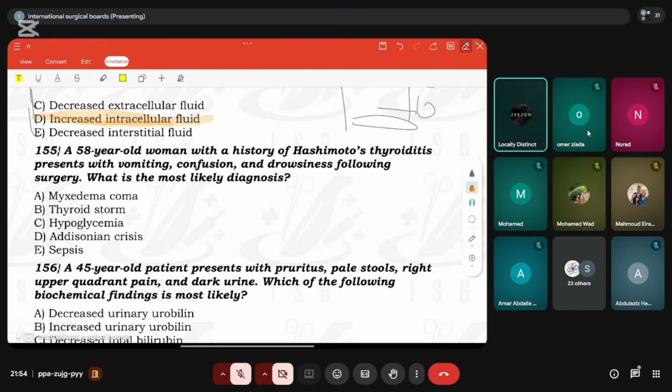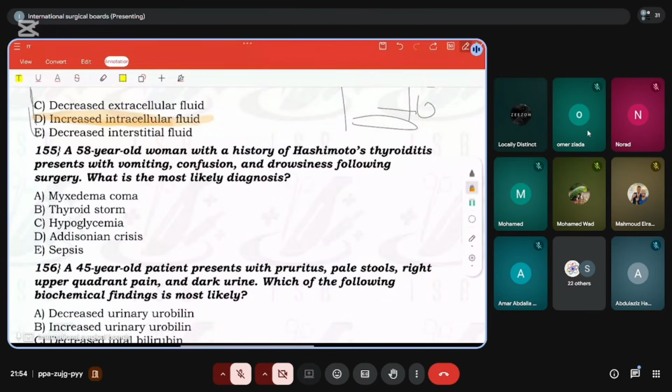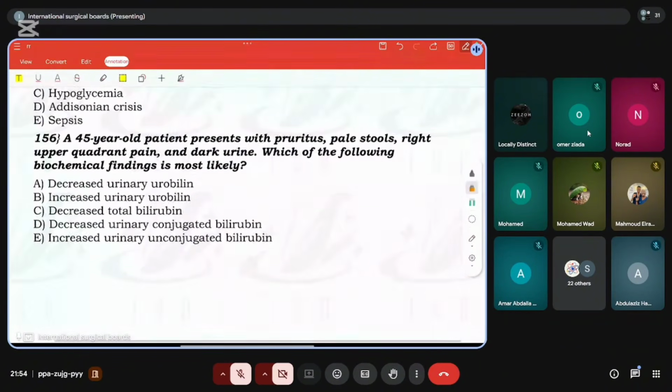A 58-year-old with a history of Hashimoto's thyroiditis presents with vomiting, confusion, and drowsiness following surgery. What is the most likely diagnosis? A? Yes, so Hashimoto means she's hypothyroid, and then she had surgical stress, right? So myxedema coma, also a simple question. Okay, let's see the last one.